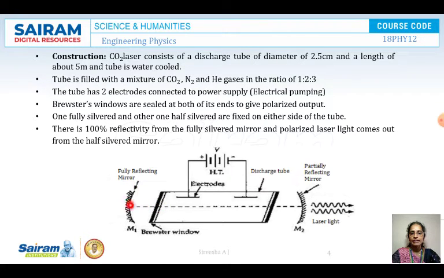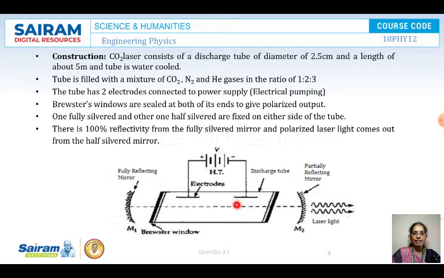Here you can see the resonant cavity as discussed before. This is a fully reflecting mirror and this is a partially reflecting mirror, which constitute the resonant cavity, where one is fully reflecting and the other is partially reflecting, and laser light is being emitted in this direction. So from the partially reflecting mirror laser light is given out. There is 100% reflectivity from the fully silvered surface, and the partially reflecting mirror is the one from which we take the laser light.